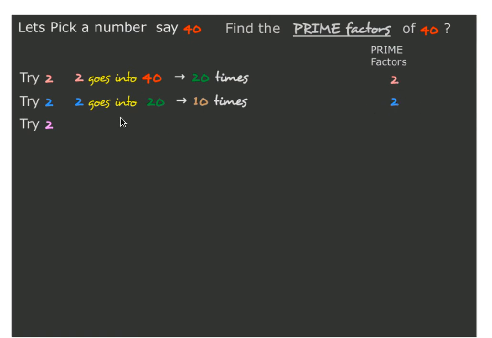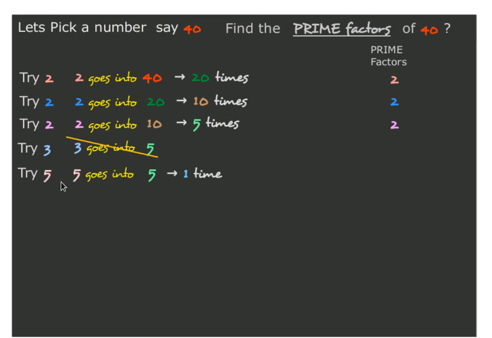And guess what? We'll try 2 again because we haven't failed on 2 yet. And 2 goes into 10 5 times. And so we say, we've got another 2. So we've got that 2, this 2, and this 2 because it's worked without a remainder. Now, we can see immediately that 5 is not divisible by 2. So we try the next one. 3 does not go into 5 either. So we're skipping 3. And then we say, well, 5 goes into 5 one time. Wonderful.